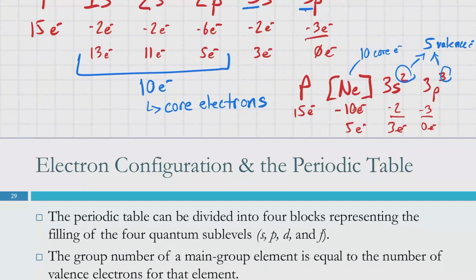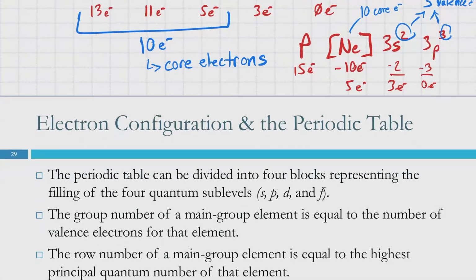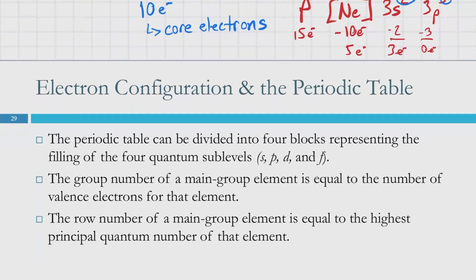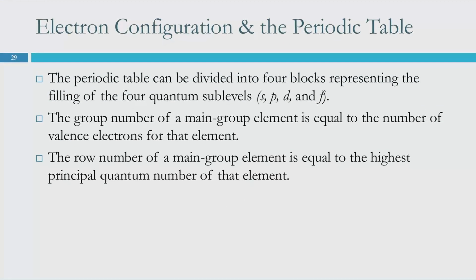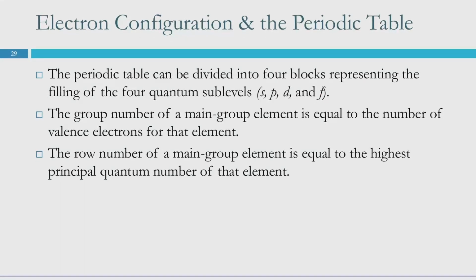One of the ways that we can remember the filling order for our orbitals is with the periodic table. This is by far the best way, in my opinion, to remember the order that we fill them up. It requires us to know that there are 4 blocks on the periodic table. It can be divided into 4 blocks that represent the sublevels S, P, D, and F, so our different letters.